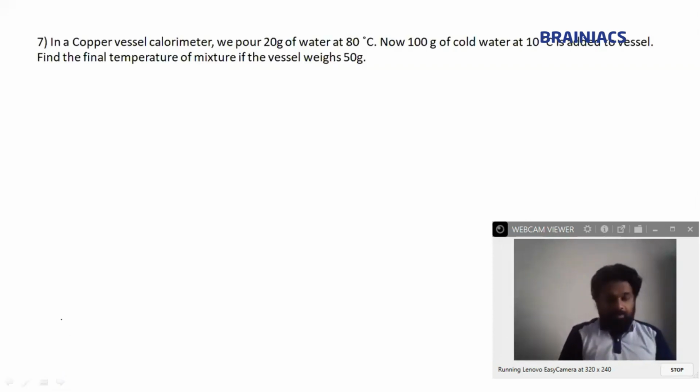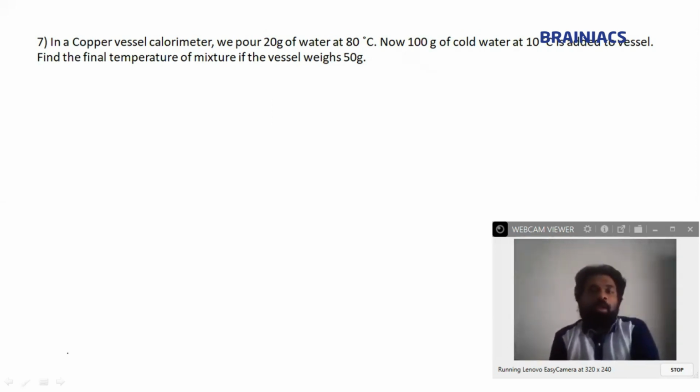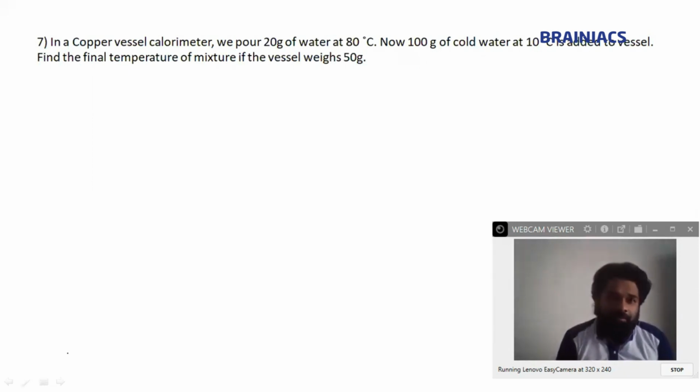Okay. Next one. In a copper vessel calorimeter, we pour 20 gram of water at 80 degrees Celsius. Now 100 gram of cold water at 10 degrees Celsius is added to the vessel. Find the final temperature of the mixture if the vessel weighs 50 gram.